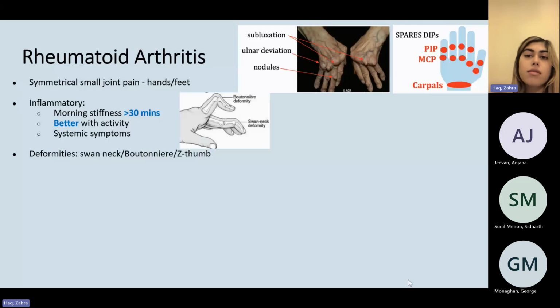We also want to look out in our OSCEs for any nodules, and nodules can also be present on the elbows, so make an effort to expose the patient up to the elbows, have a feel of the elbows, see if there's any rheumatoid nodules there. We want to have a look as well to see the general formation of the hand joints, see if there's any deviation, any subluxation, or any abject deformities of the joints, such as the PIP and MCP joints.